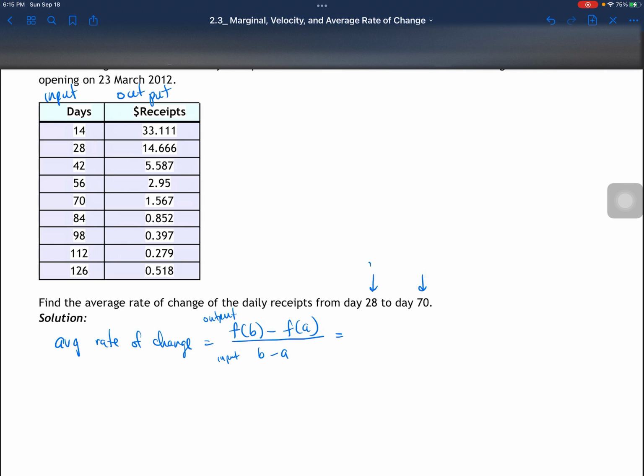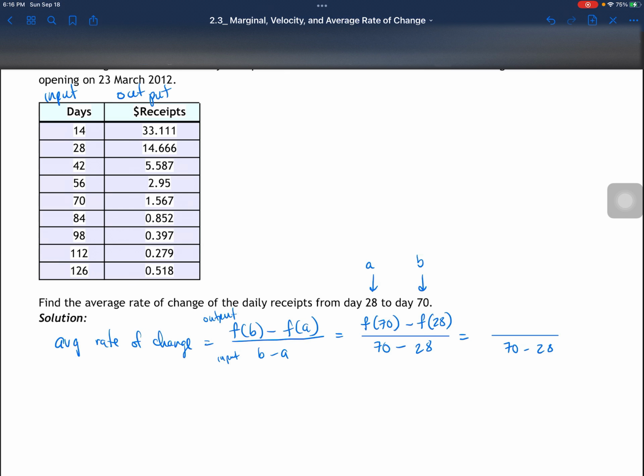So let's set it up. This is your first value, so that's your a, and your b is going to be 70. Let's replace that in there, and this will be f of b, which in this case is f of 70, minus f of a, which in this case a is 28. So b is 70, a is 28, and the goal is to simplify this. We already know what the bottom will be, that's kind of obvious, 70 minus 28. So let's just carry that for now.